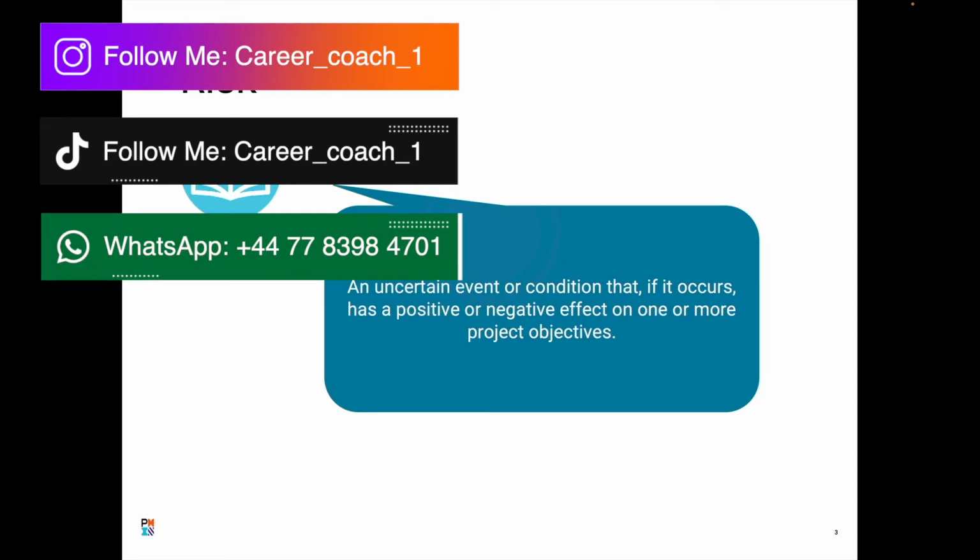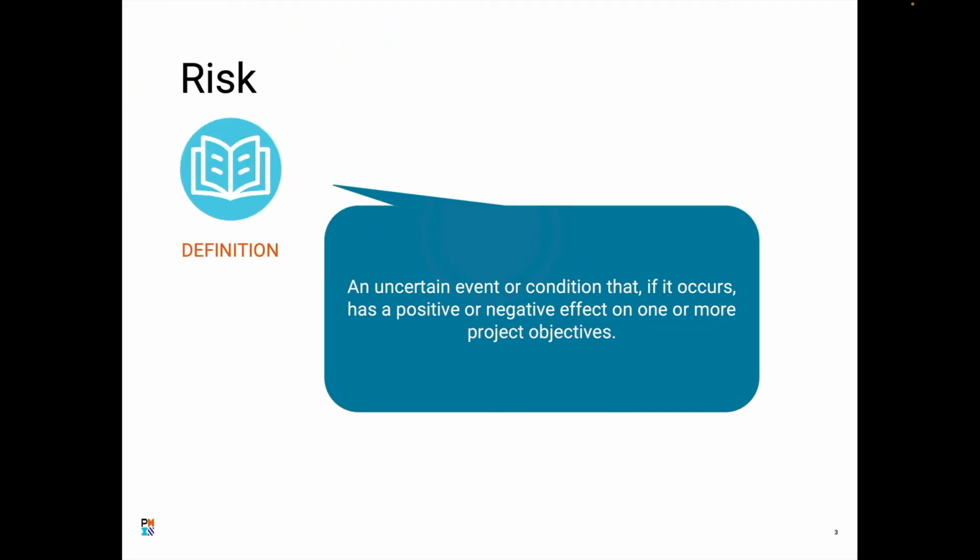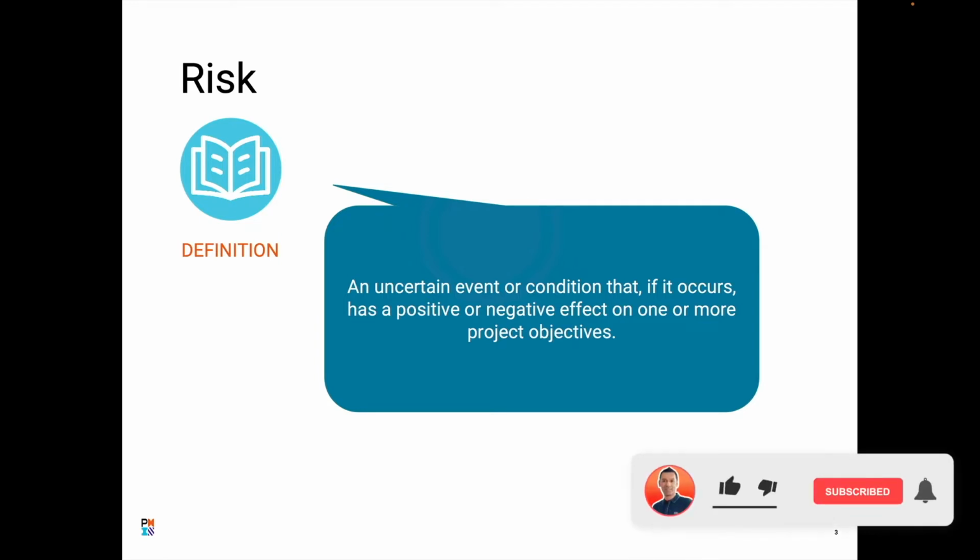Now, what is a risk? It's an uncertain event or a condition that, if it occurs, could have a positive or a negative impact on the project baselines or objectives. So, if it's a positive risk, take advantage of it. If it's a negative, get rid of it, mitigate it. Do what you need to do to get it out of the picture. Risks, we don't want it.